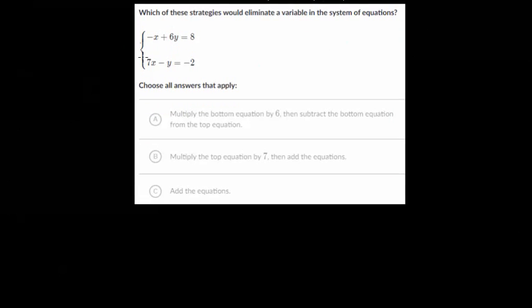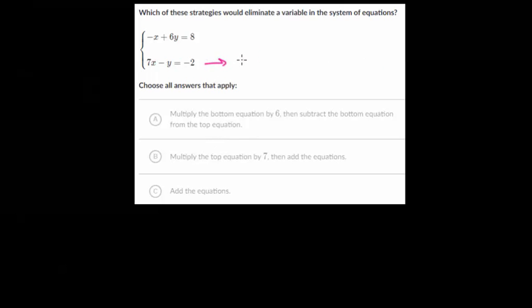So we have the same type of problem, and we're just going to go through each of these answer choices. So notice, looking at the problem, that the coefficients on x and y are not the same, and they're not opposites. So we're going to have to do some multiplication to transform one of the equations so that we can use elimination. So in choice A here, if we multiply the bottom equation by 6 and then subtract it from the top one, let's try that.